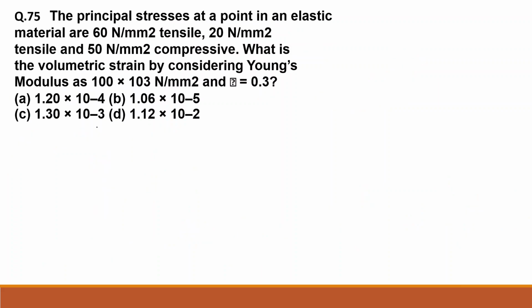And the 75 number question: the principal stresses at a point in an elastic material are 60 Newton per mm square tensile, 20 Newton per mm square tensile, and 50 Newton per mm square compressive. What is the volumetric strain, considering Young's modulus as 100 into 10 to the power 3 Newton per mm square, and mu is given, mu is equal to 0.3? Then after that we have to find out. This is also a very simple question.